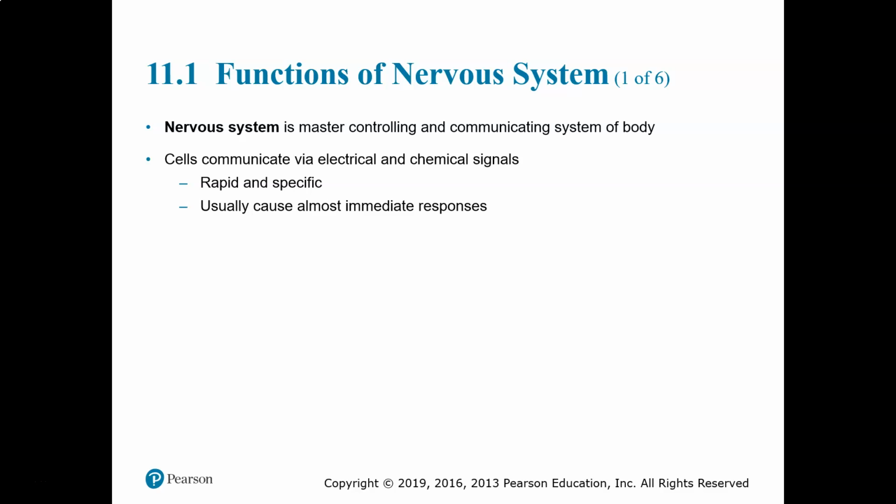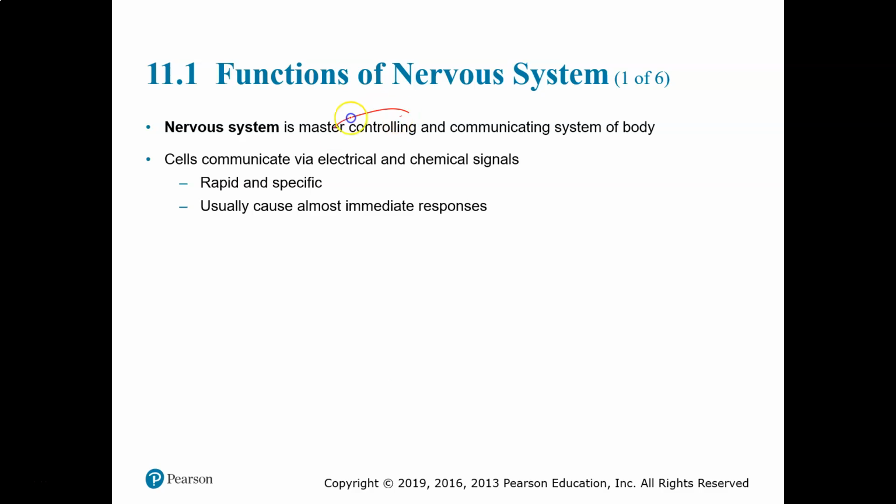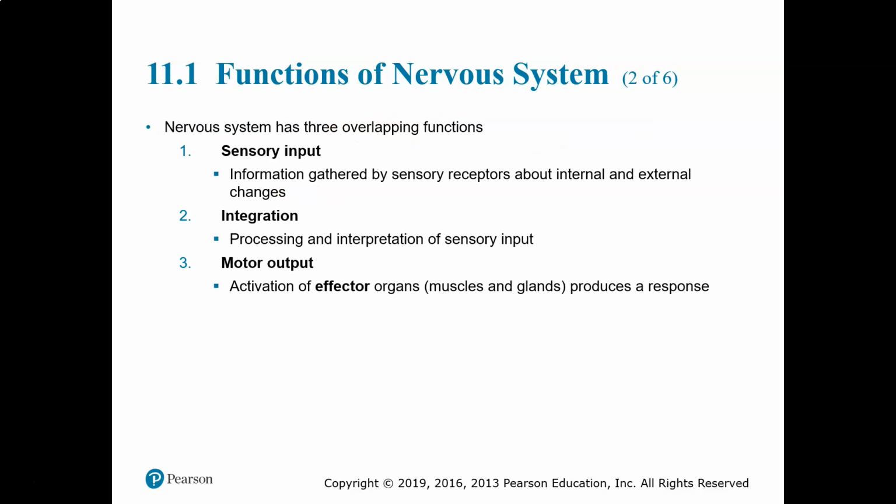Okay, the nervous system in general is the controlling and communicating system of the body. In addition, so is the endocrine system, but the difference is the nervous system uses electrical signals, also chemical signals called neurotransmitters, but they lead to electrical signals. And those signals are rapid, they are specific, and they usually cause almost immediate responses, but the response may not last very long like it does with the endocrine system.